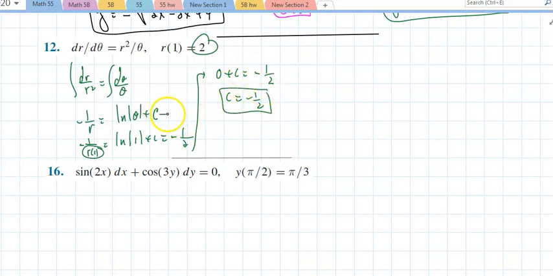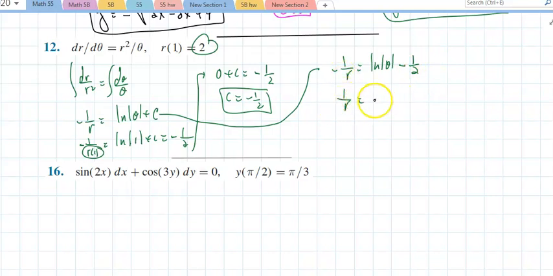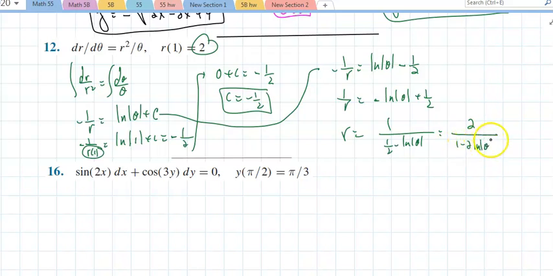So I could say at this stage, negative 1 over r equals natural log of theta minus 1/2, and I could say 1 over r equals negative natural log of theta plus 1/2. And if I take the reciprocal of this side, that would be the reciprocal of this side. I could say r equals 1 over 1/2 minus natural log of theta. The back of the book might clear the fractions and say that is 2 over 1 minus twice natural log of the absolute value. It makes no difference.